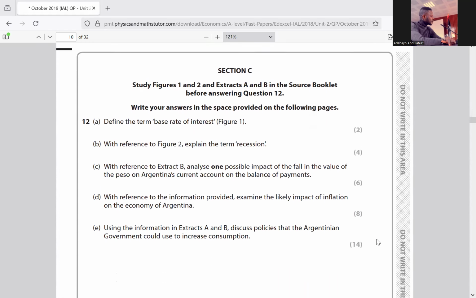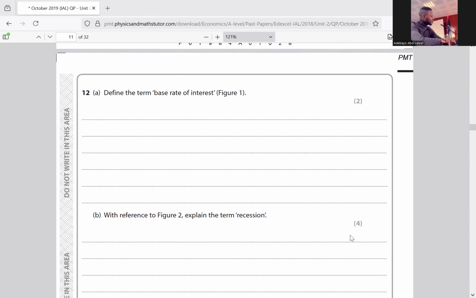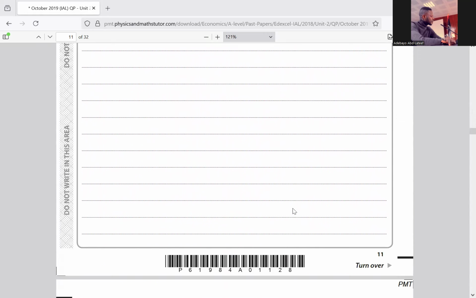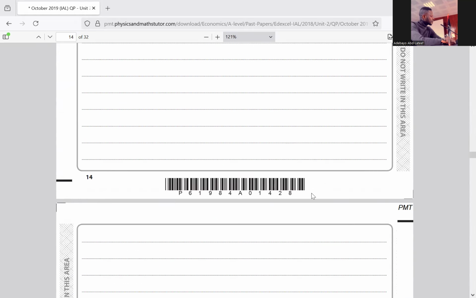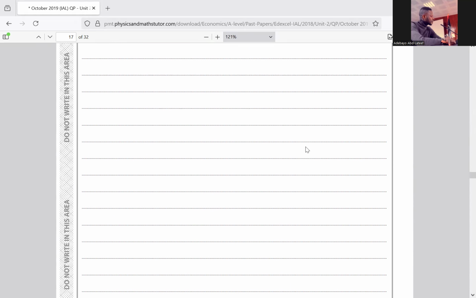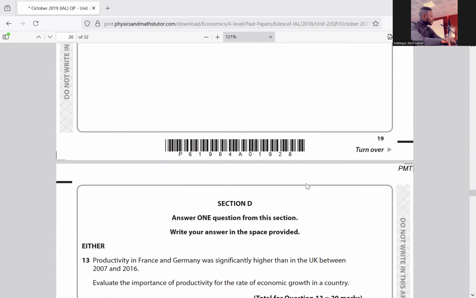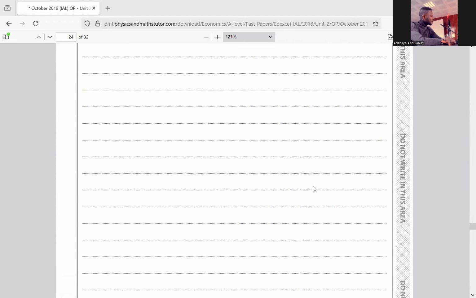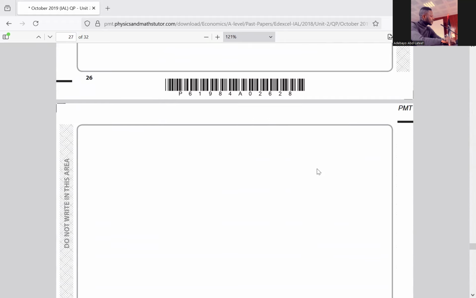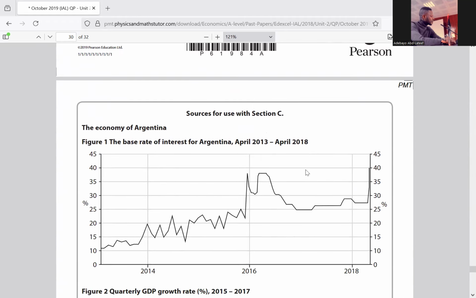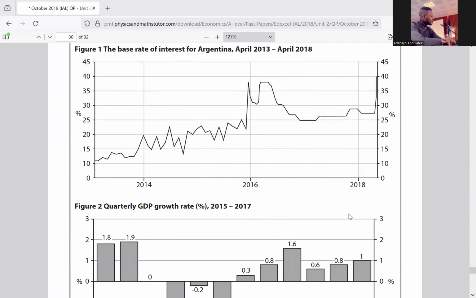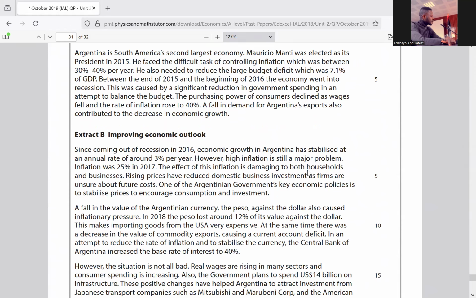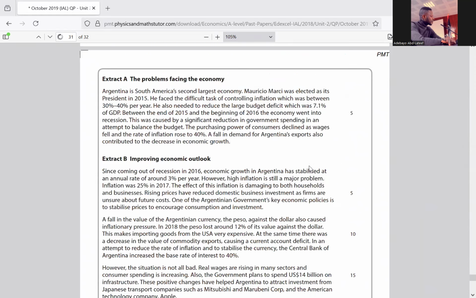We go to question 12, which has the case study. So here's the case study for question 12, the extract. This is figure 1, figure 2, and we have extract A and B. So I'm just going to go through the question.